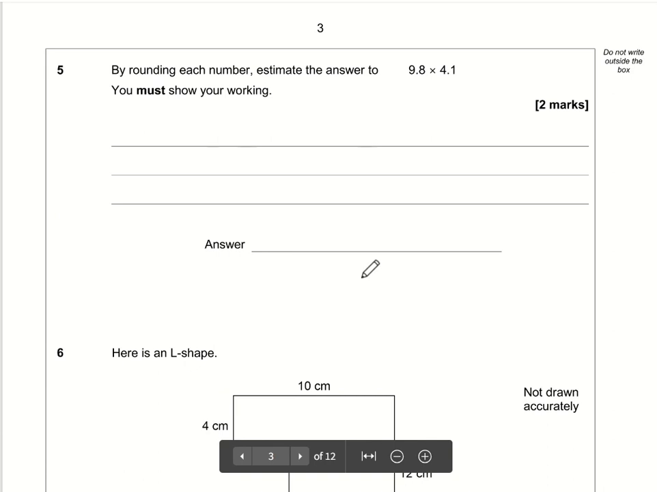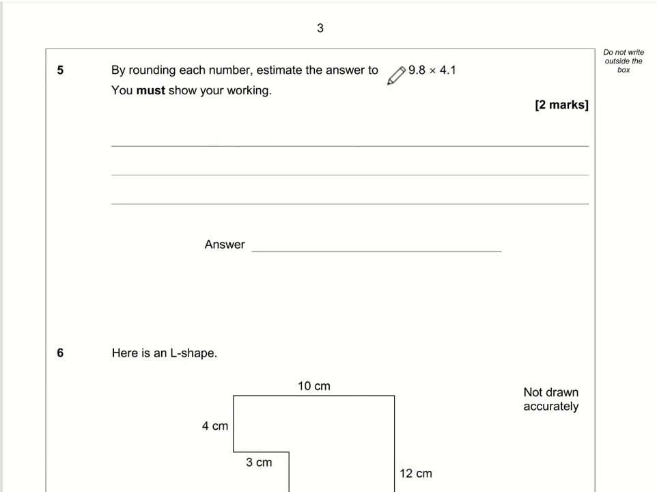By rounding each number, estimate the answer to 9.8 times 4.1. Well, 9.8, we'll call that 10. 4.1, we'll call that 4. So 10 times by 4. So the answer here is 40.